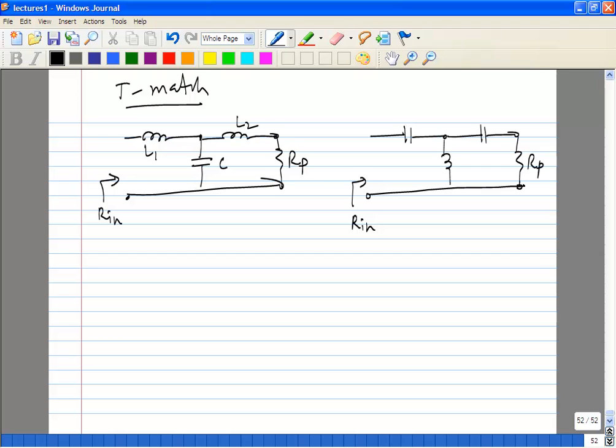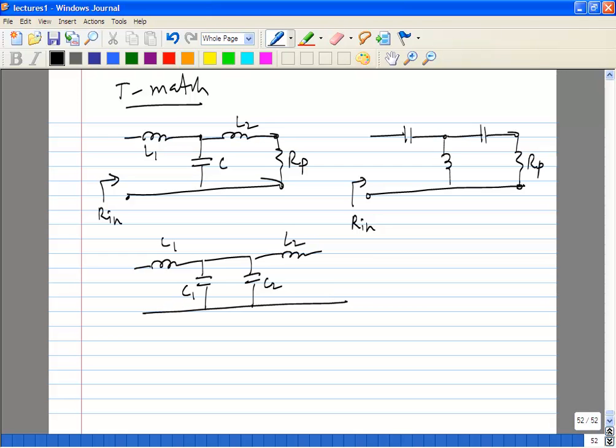Right, you have a low pass T match and a high pass T match. How would you analyze this? That's the most obvious, easy way: you split the capacitors into two parallel capacitors. Remember, it's almost like a dual of the other network. Very similar. So you split this into C1, C2, L1, L2. And remember that C is C1 plus C2, just like L was L1 plus L2.